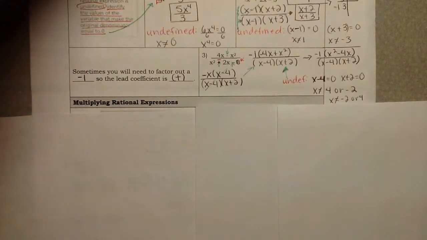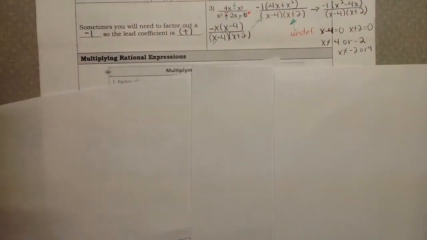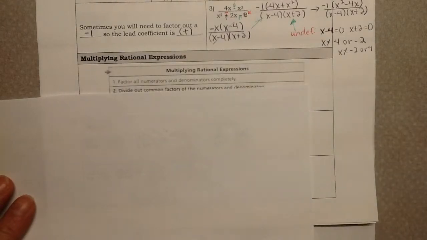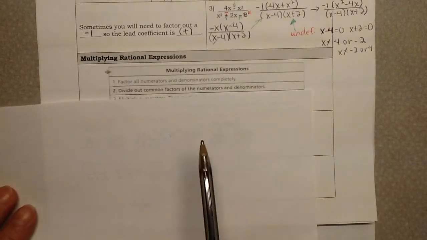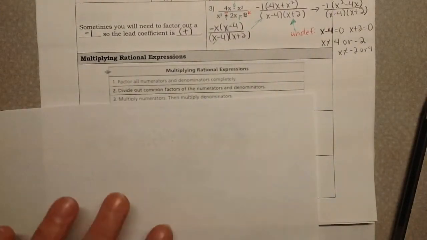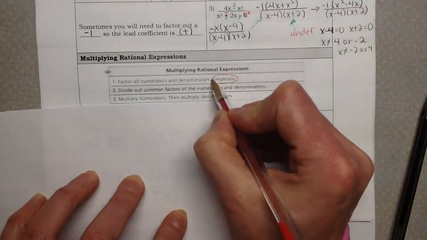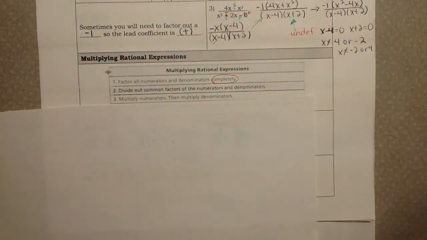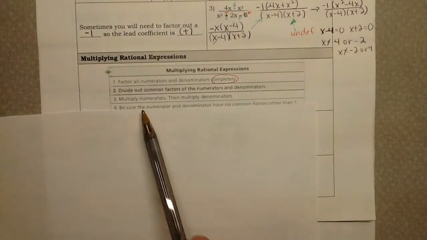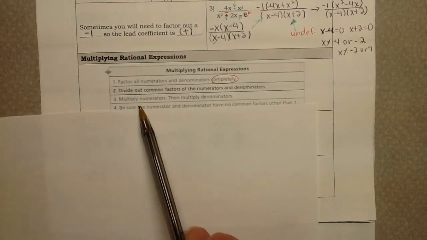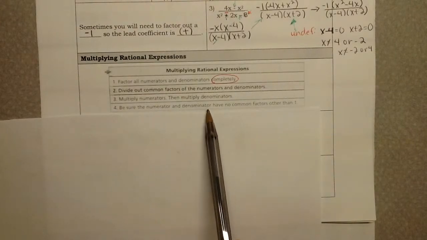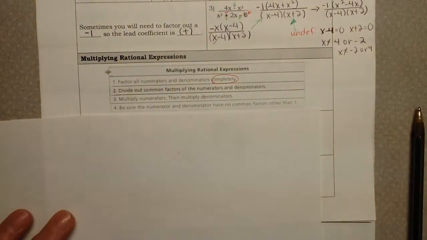Okay, now we're going to multiply rational expressions. In order to multiply rational expressions, you want to follow these steps. Factor out all your numerators and denominators completely. Make sure that you do that, because again, you're going to be able to reduce, and it's going to make your problem much easier when you can reduce. Then divide out the common factors in the numerator and denominator. Then when you're finished with that, you multiply the numerators, then multiply the denominators. Be sure the numerator and denominator have no common factors other than 1.